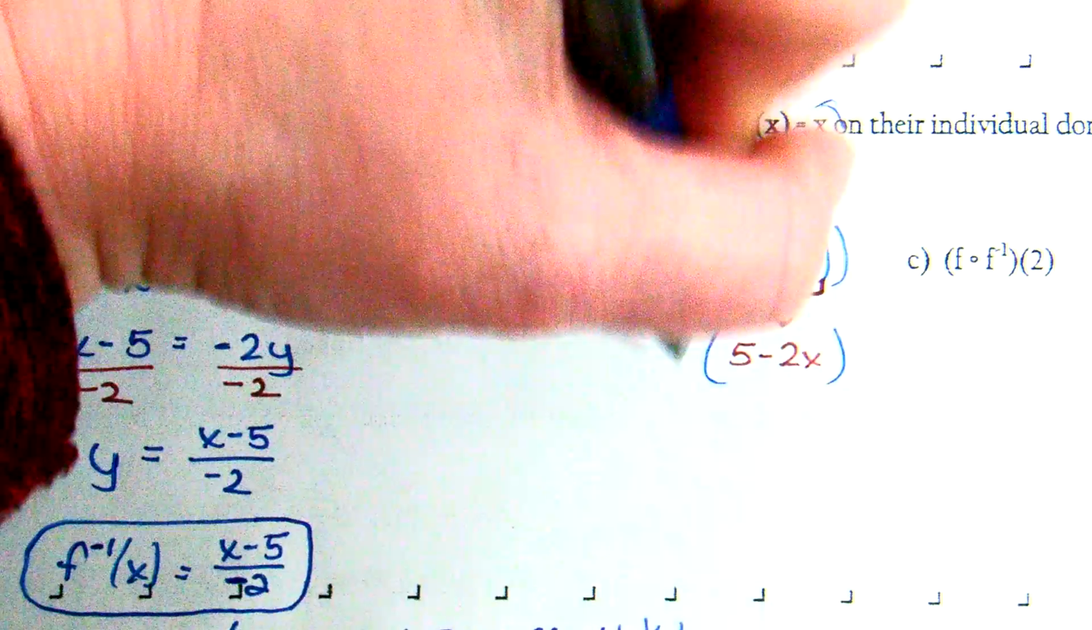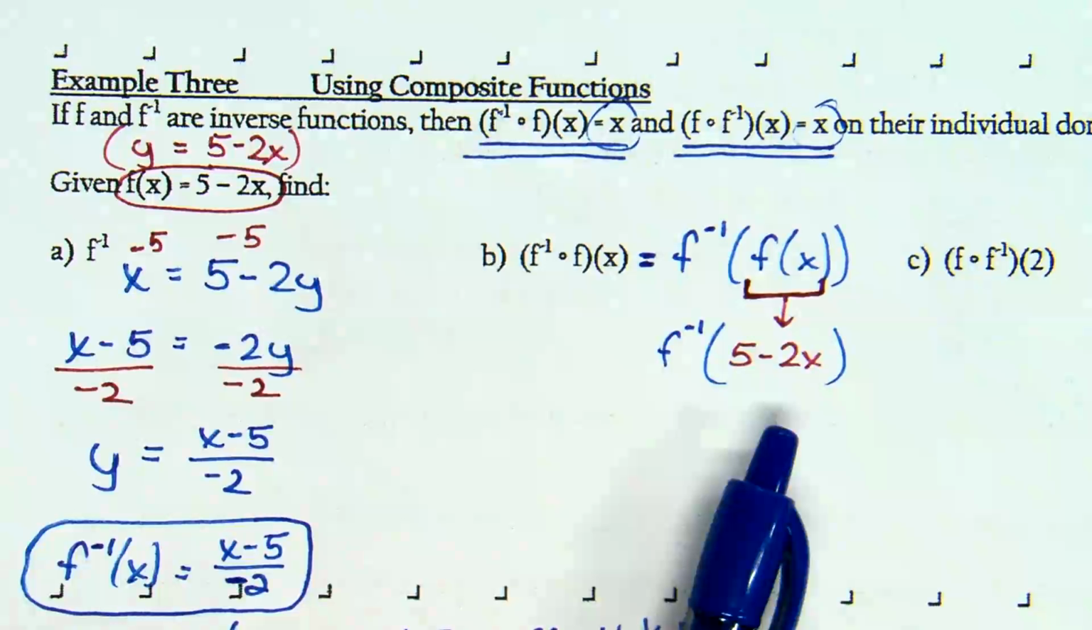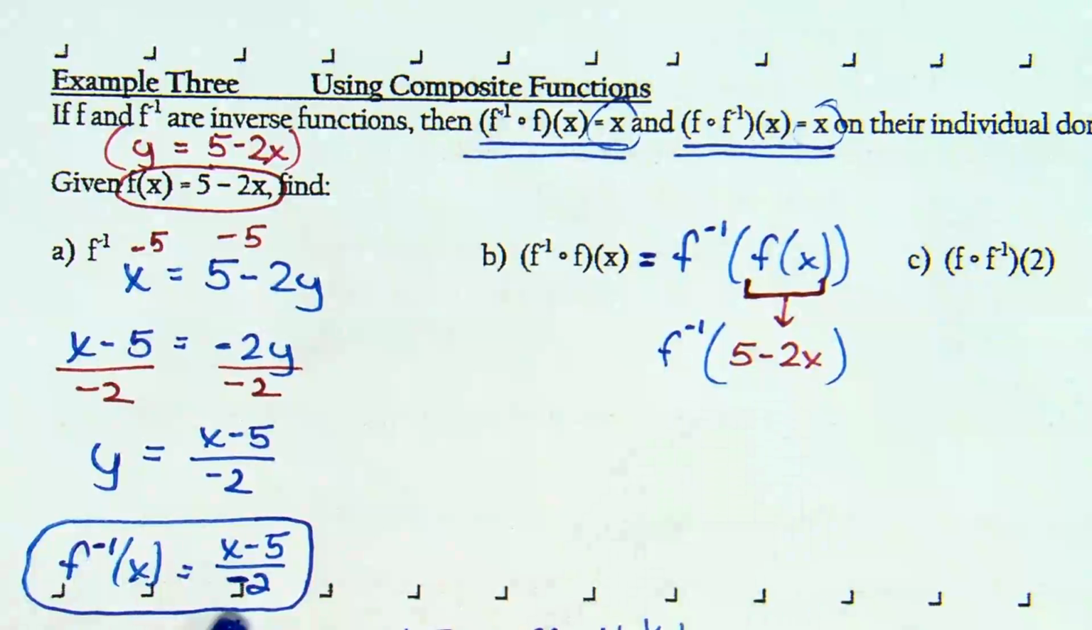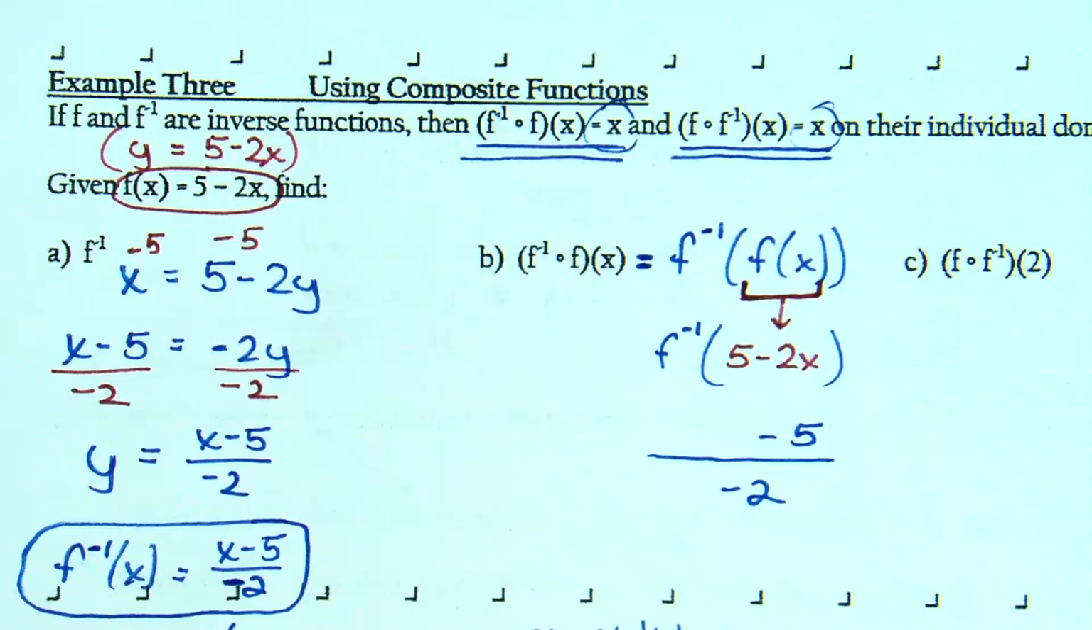And so, f of x is 5 minus 2x. We're going to take 5 minus 2x and put it into the inverse. F goes into f inverse. So that means 5 minus 2x goes into what? This fraction down here, right? So f inverse says it's x minus 5 divided by negative 2. So that means I'm going to do something minus 5 divided by negative 2.